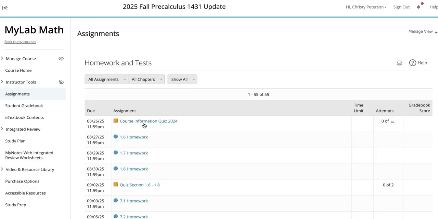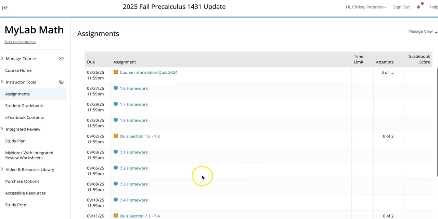And that course information quiz gets unlimited attempts. It's the only quiz that you get unlimited attempts. Other quizzes, you're allowed 2 attempts. And the better of the 2 attempts is the one that is counted towards your grade. You'll see both quiz grades in your grade book. However, only the best quiz grade is what's counted.